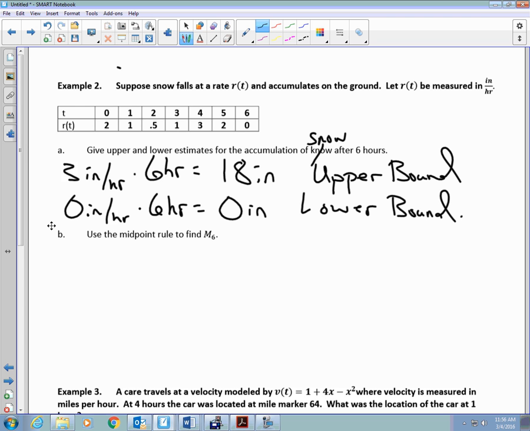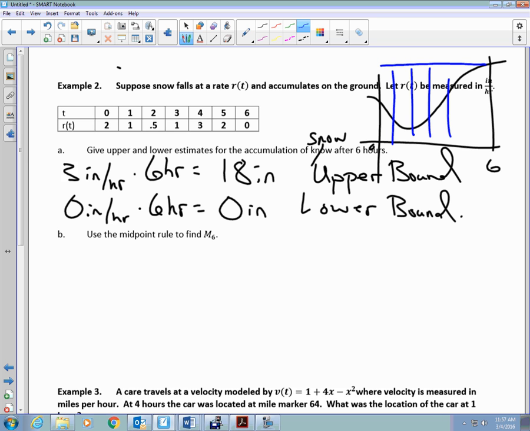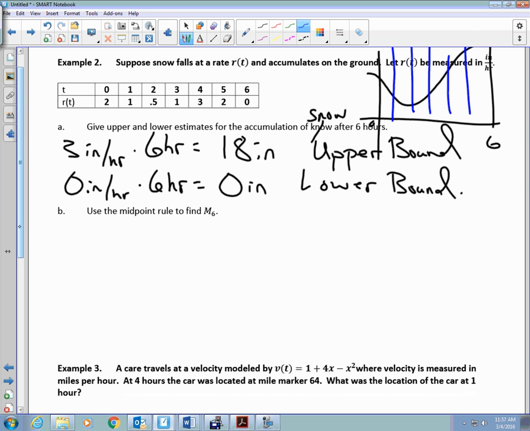The fact is, you guys, we don't know what this function looks like. It might look something like this. But if we bound this from 0 to 6, here's what we're doing. We're saying that the greatest rate is 3. And if we were to draw a rectangle at that spot, that would be the accumulation of snow. That's too much, right? So we know it's less than that. B says, let's actually try to find approximately how much snow fell.